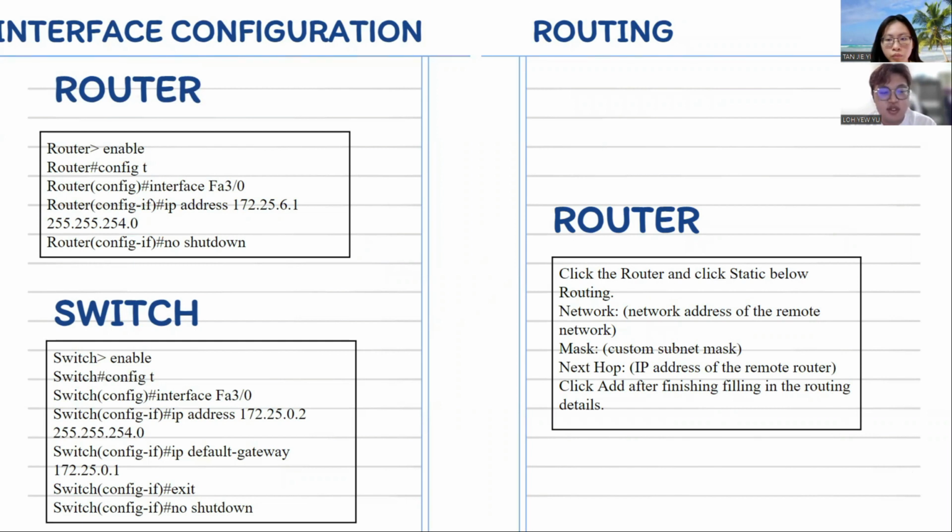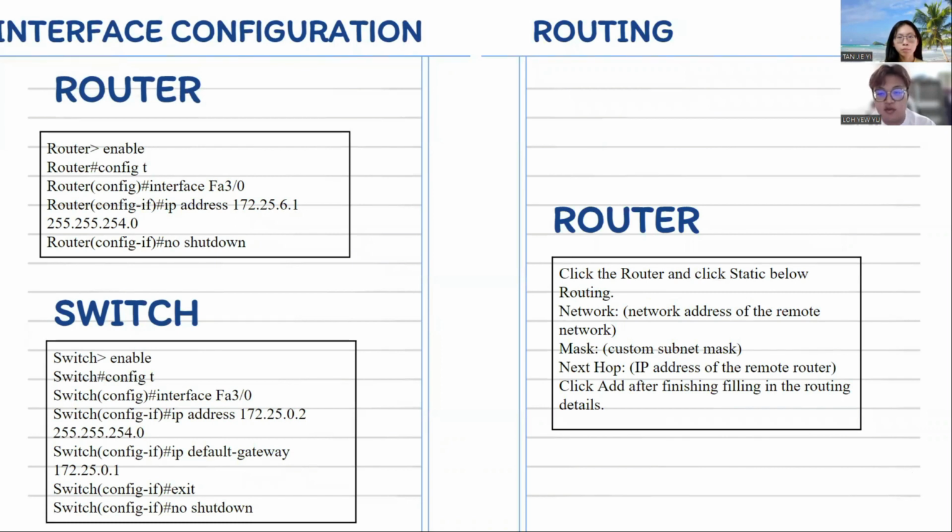But the difference between switch and router is that we also assign a default gateway for the switch, to let the router and switch have a connection. So we assign the IP default gateway for the switch, for example 172.25.0.1. Later I'll show you the full thing in Cisco.